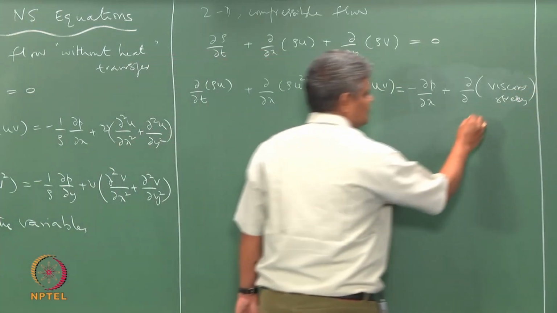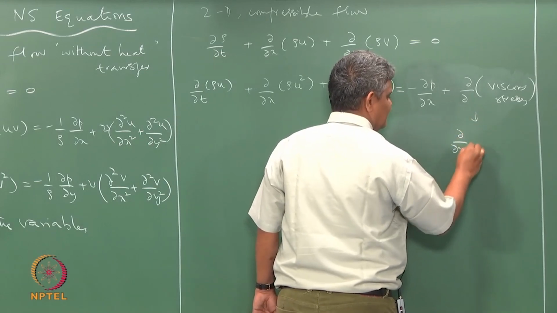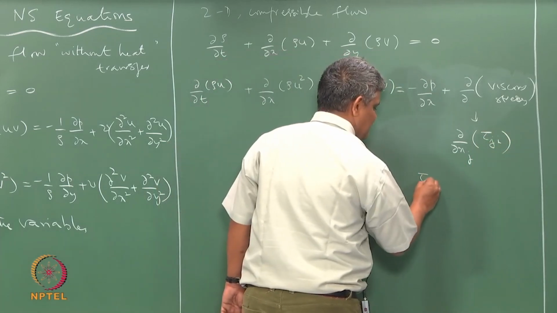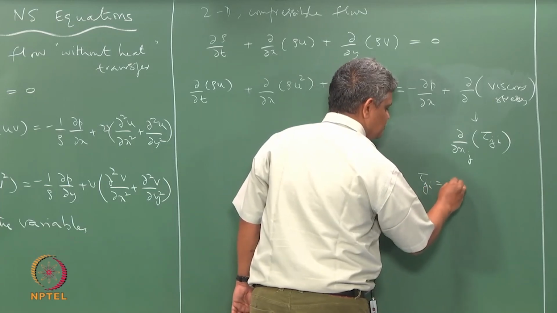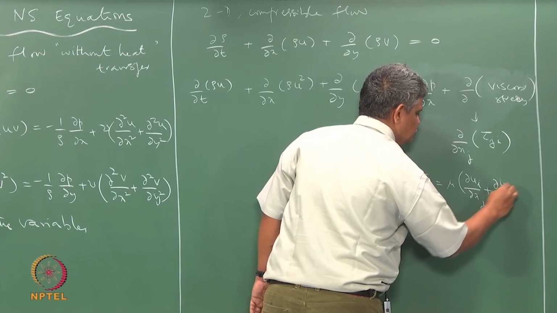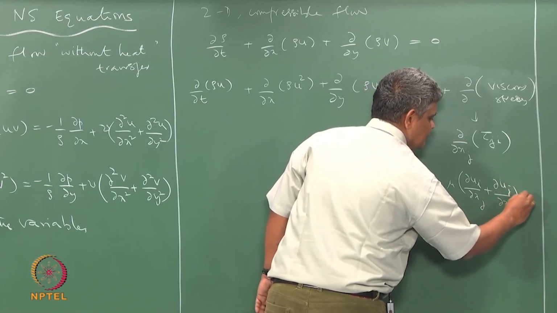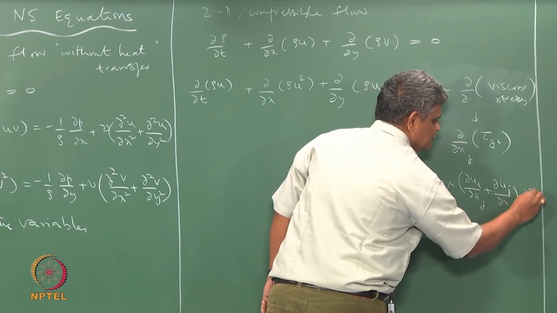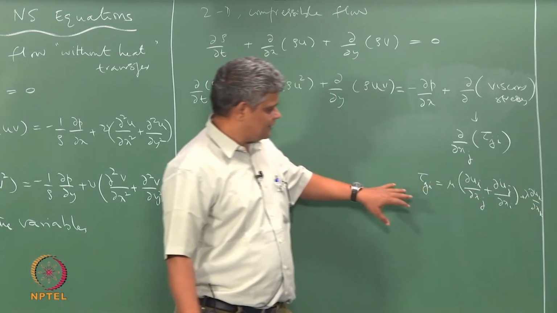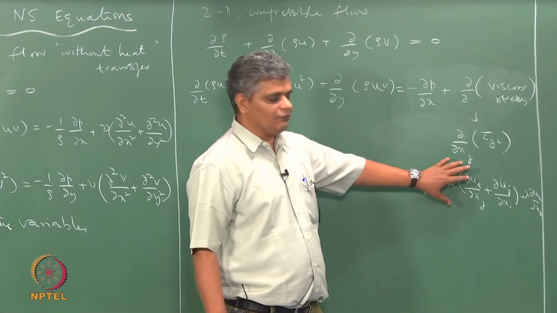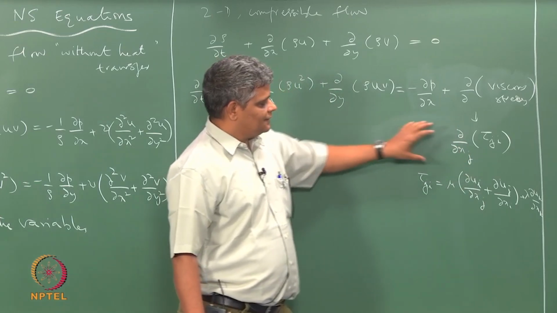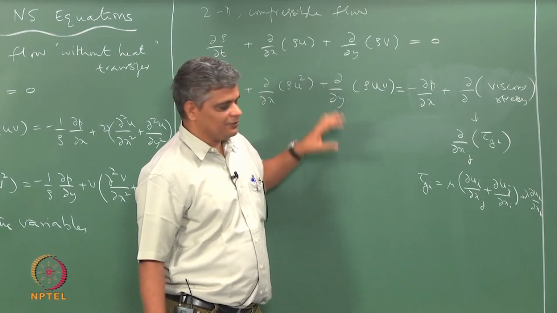So here the term is actually dou by dou x j of tau j i, where tau j i is mu times dou u i by dou x j plus dou u j by dou x i, plus lambda times dou u k by dou x k. This is the viscous stress in the case of a Newtonian fluid, and this is the corresponding expression for the viscous stress in the x or y momentum equation.